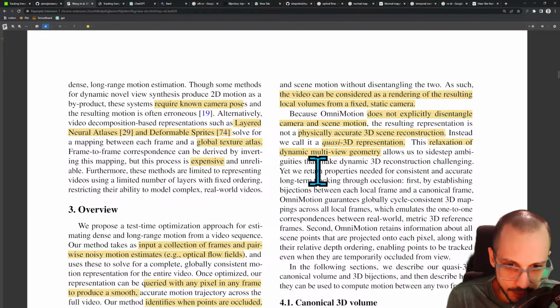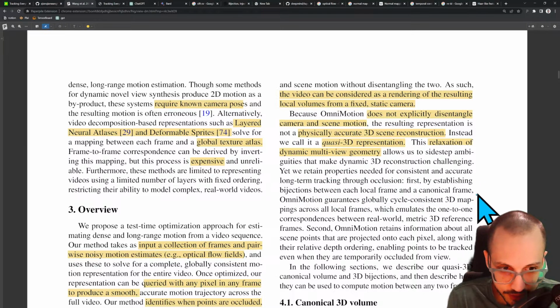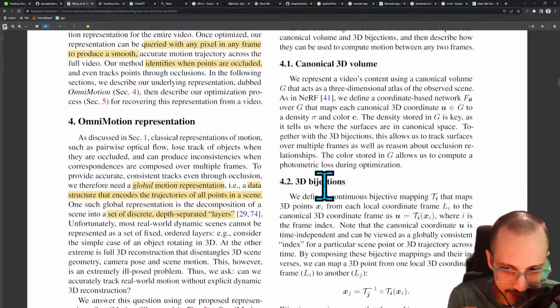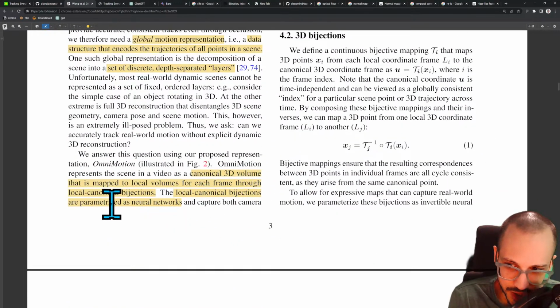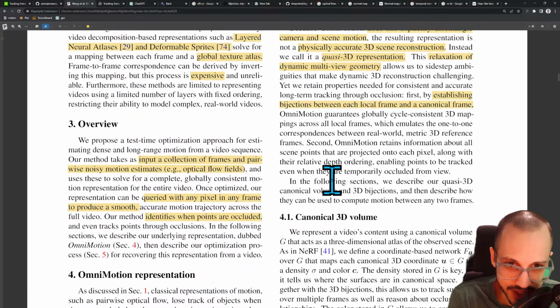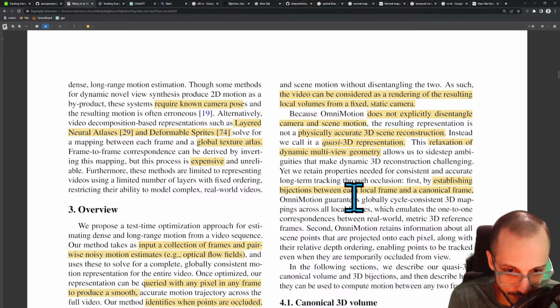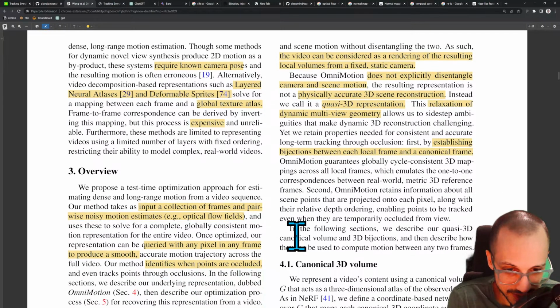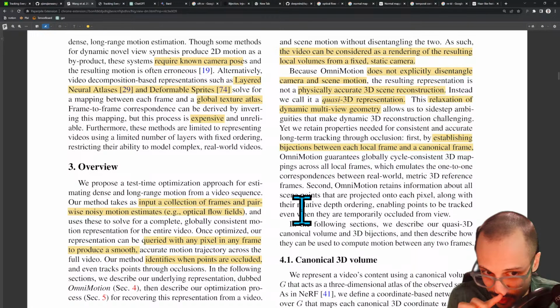We retain properties needed for consistent and accurate long-term tracking, establishing bijections between each local frame and a canonical frame. Ooh, okay, so this is not sounding good, right? So they said each bijection is parameterized by a neural network, and then here they say there's a bijection for each local frame and canonical frame. So the reason that doesn't sound good is because what that's telling me is that there's a neural net for every single frame. So that is a lot of neural nets. So I wonder how they're actually going to deal with that.